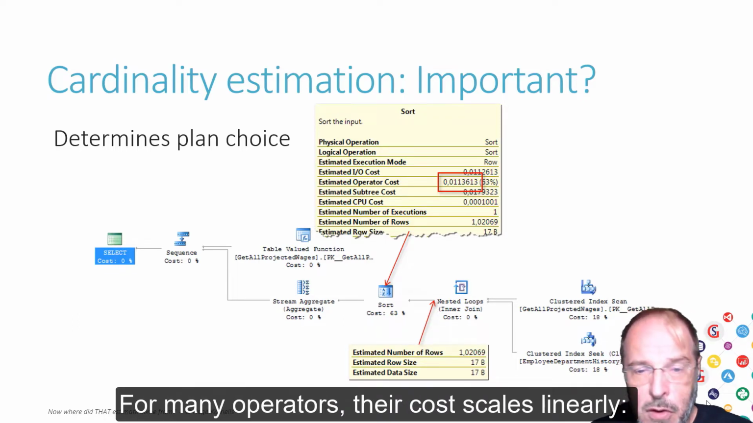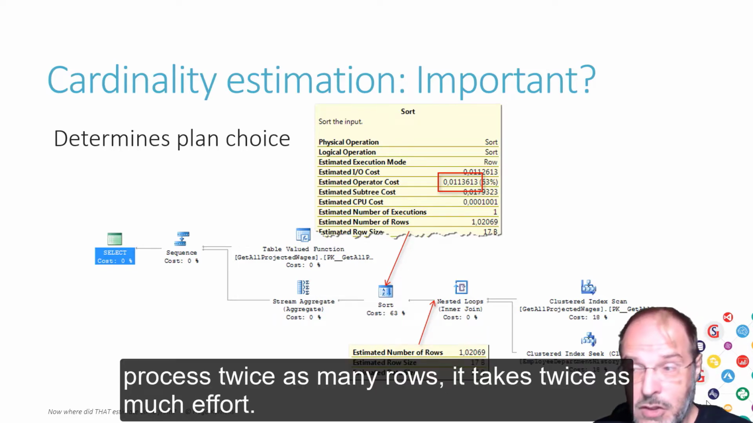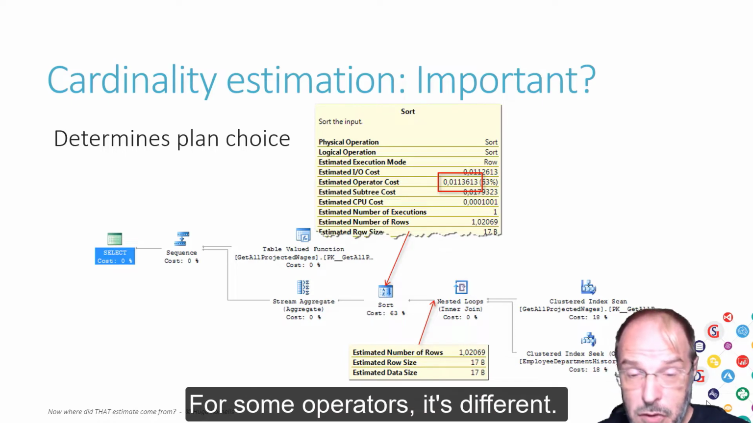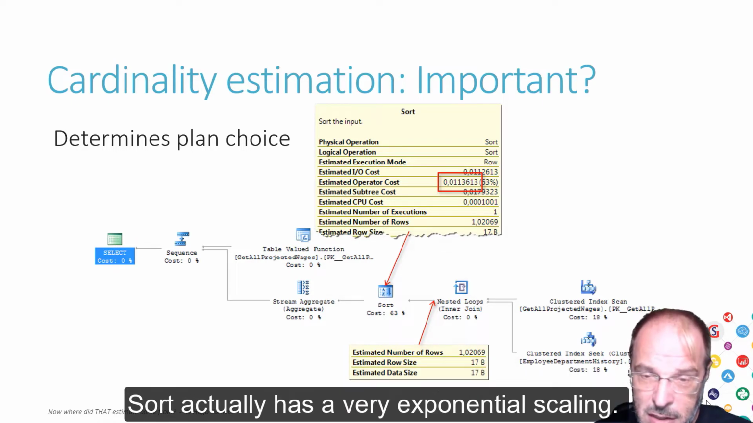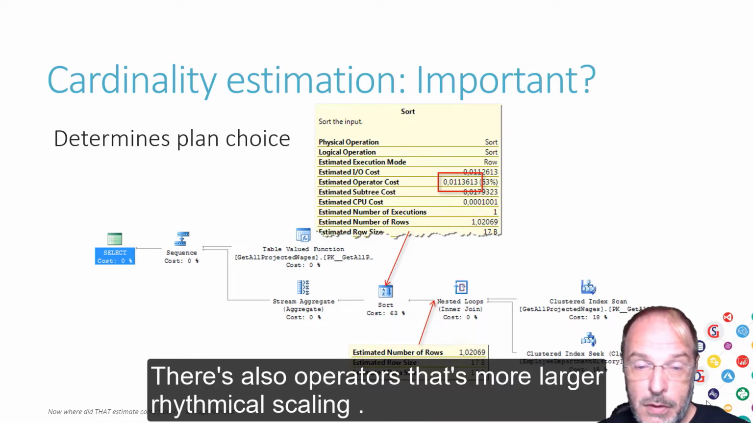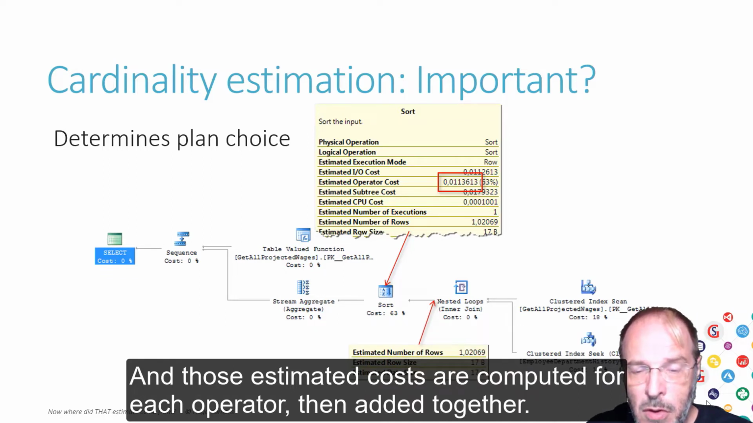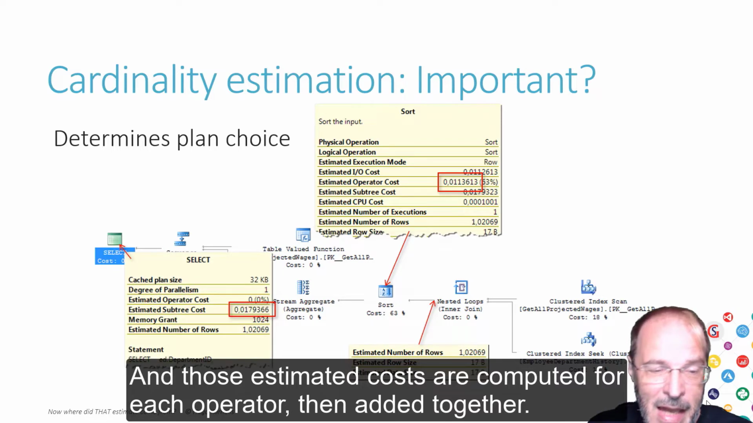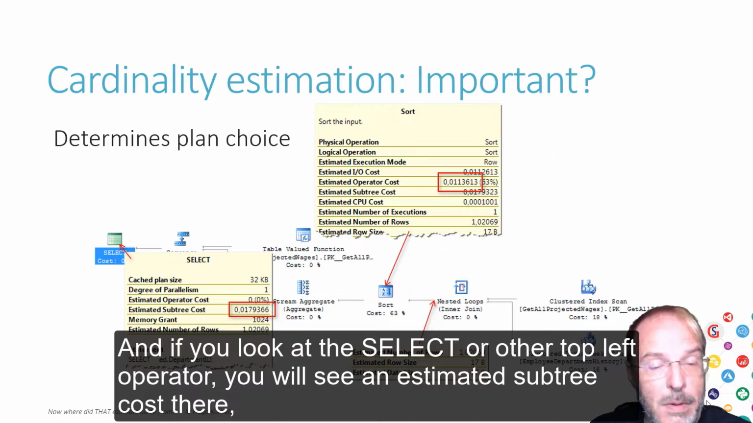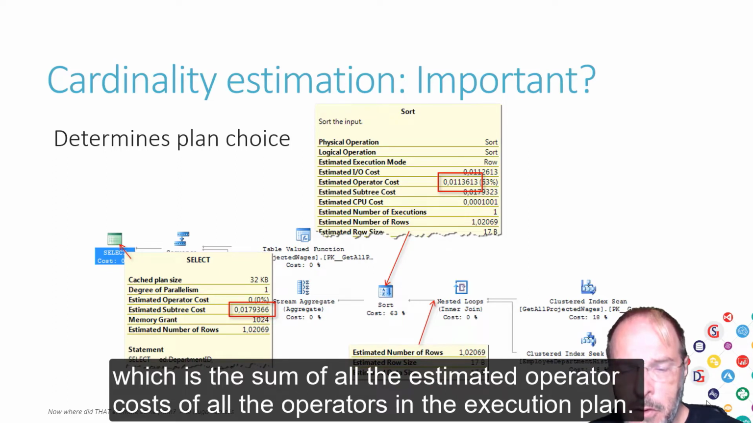For many operators, the cost scales linearly. Process twice as many rows, it takes twice as much effort. For some operators, it's different. Some operators have a more exponential scaling. Sort actually has a very exponential scaling. There's also operators that have more logarithmical scaling. But bottom line is, every operator knows how to compute its estimated cost from the estimated input cardinality. And those estimated costs are computed for each operator, then added together. And if you look at the select or other top left operator, you will see an estimated subtree cost there, which is the sum of all the estimated operator costs of all the operators in the execution plan.